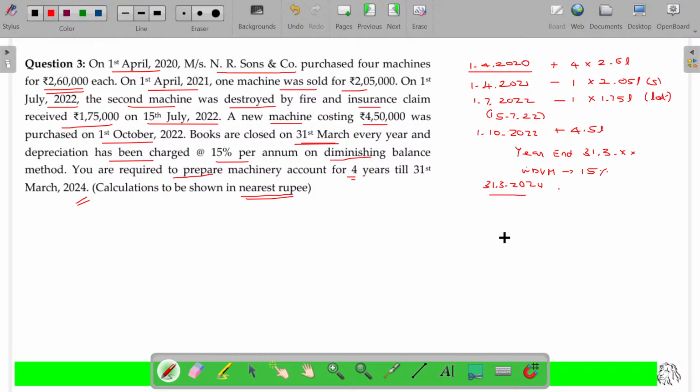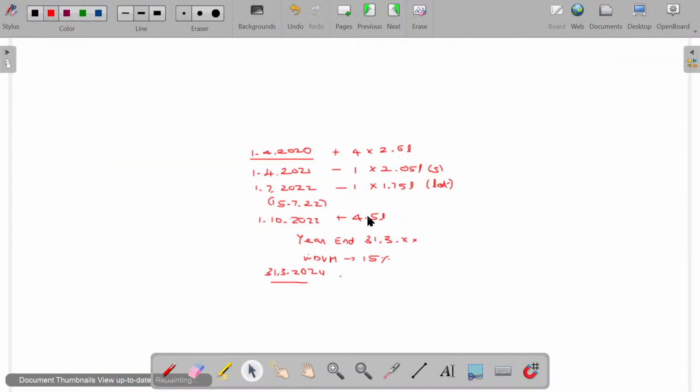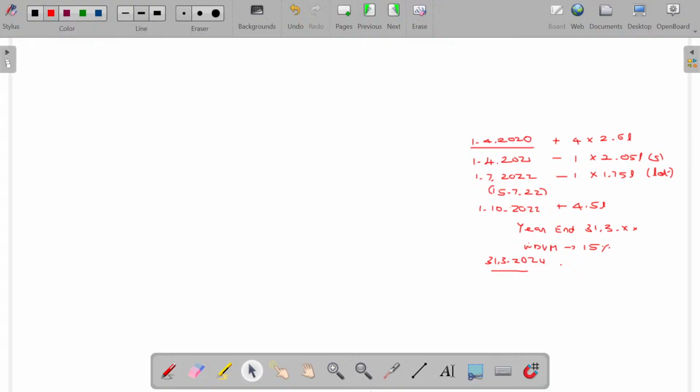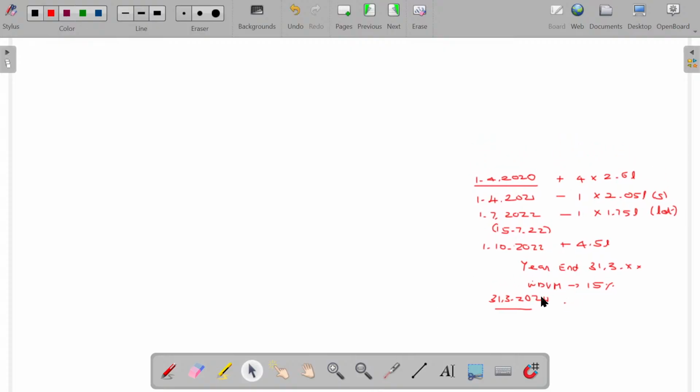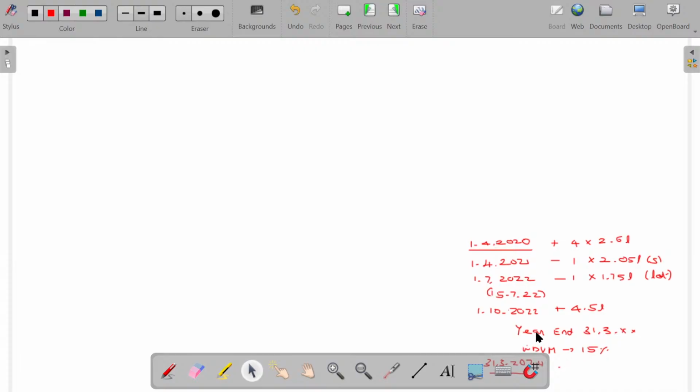Now let me solve this illustration. What we have to do? You are required to prepare only the machinery account. We are not asked to pass the journal entry here. So directly go for the assets. As nothing is stated, we assume the depreciation could be adjusted in the machinery account itself. If specifically stated, you have to create the provision, then you can have the provision for depreciation. Else, as you plan, you can go with. So I just prepared the machinery account directly here.